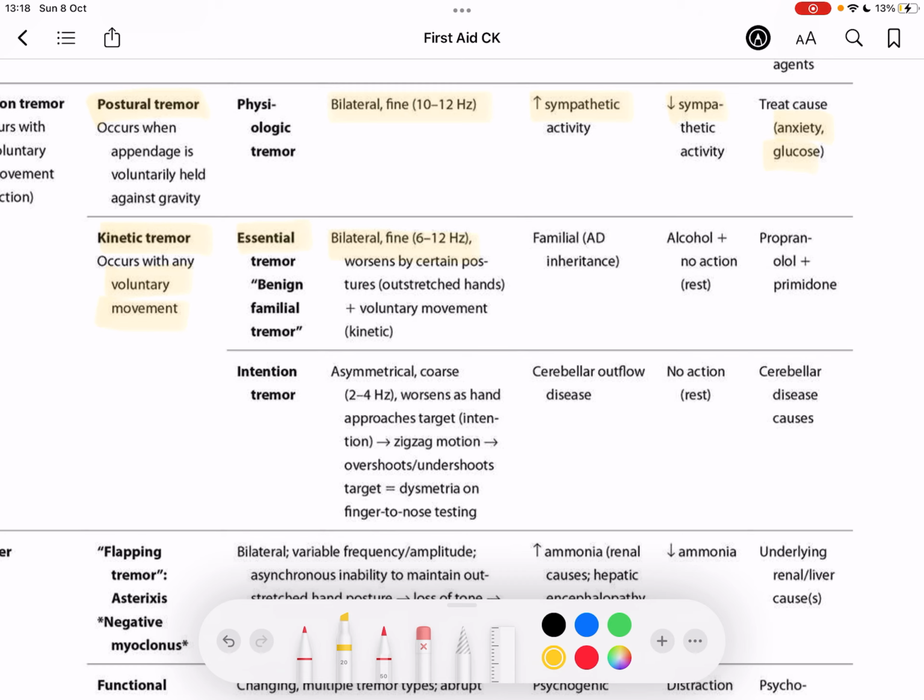It's going to be bilateral, and it worsens usually when you have an outstretched hand or when you point towards something, okay? It's actually an autosomal dominant condition. It's going to be familial. So you're going to have a patient who's got an essential tremor, and their mum had it, and their sister has it, okay? A lot of these patients self-medicate with alcohol, okay? And that's quite often going to be in your question stem. They like to mention that. But the actual pharmacotherapy that we give is propranolol. We can also give primidone, but propranolol is the first line treatment for essential tremor.